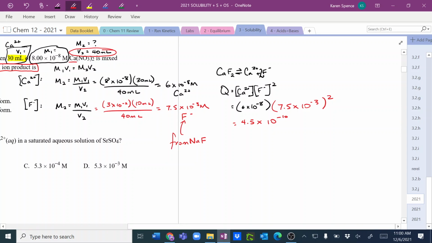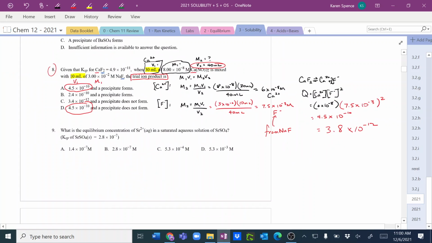Oh, bad. 6E-8 times 7.5 E-3 squared. Oh, 3.8 times 10 to the negative 12. So I was wrong? Well. Did you guys get, 3.4. Sorry. There we go. Times 10 to the negative 12. And so it has to be C, regardless of whether a precipitate forms or not.